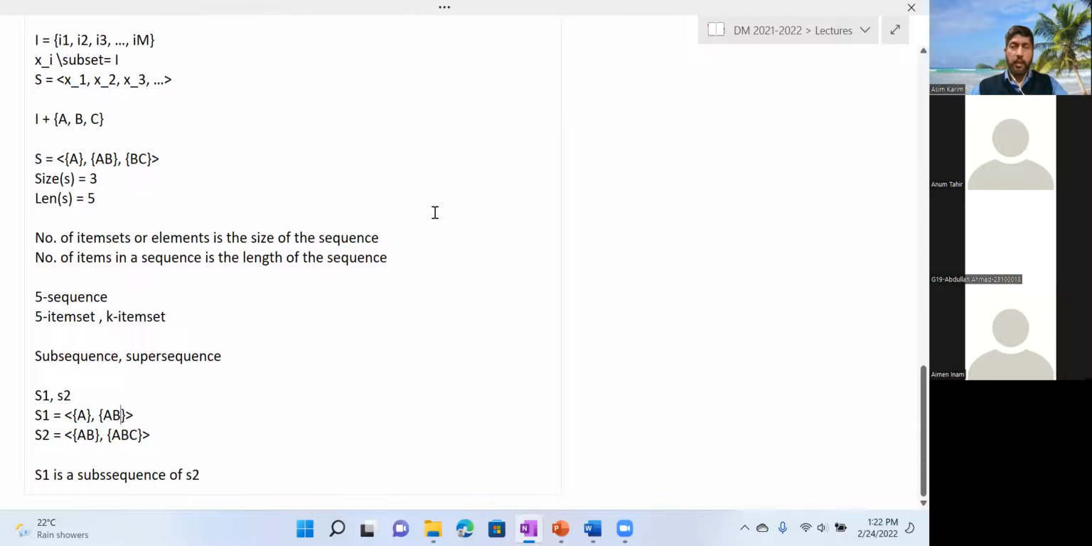So the first item set is AB. Now you go to the second sequence and see that this AB is a subset or equal of which item set in the second sequence, and you start again from the start of the second sequence. You have to look in order, so you will see in the second sequence that it is a subset of the first item set or element, which is ABC.